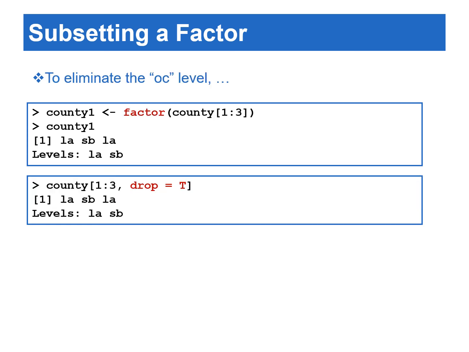There are a couple of ways to eliminate the OC level. One way is to use the factor function again after selecting the elements. Another way is to set the drop option to TRUE within the square brackets.